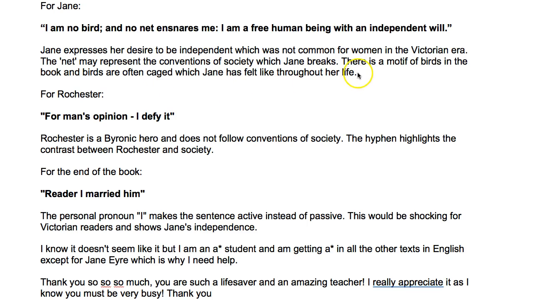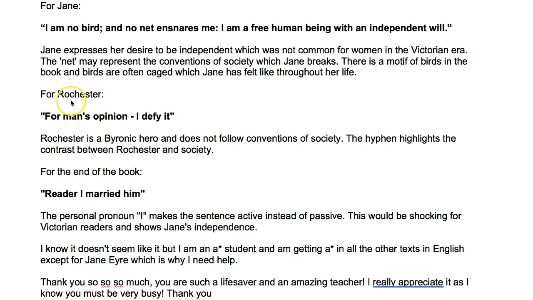This would be a more developed point if you take the point about Jane, but then say how she is representative of female society at the time. So all of womankind is, if you like, caged by the social conventions.